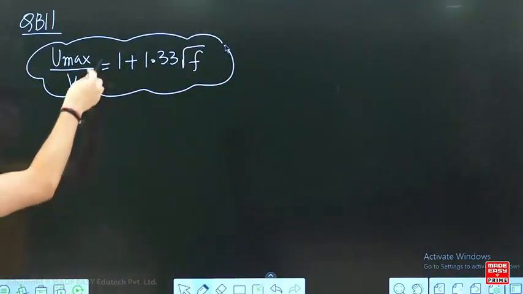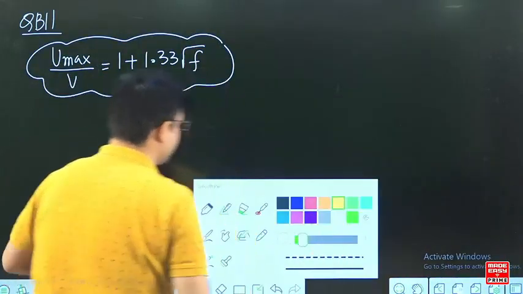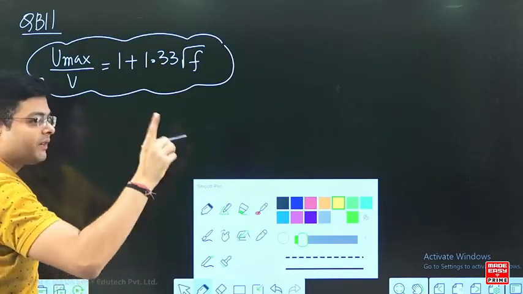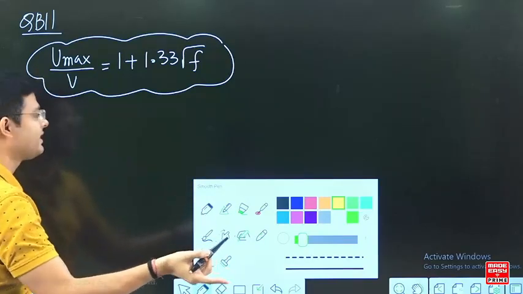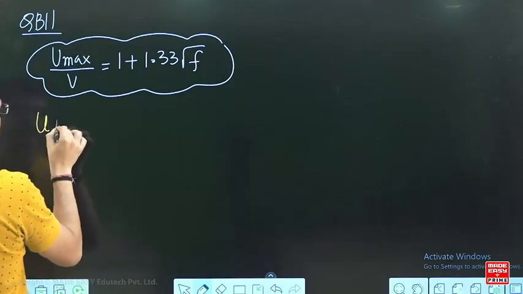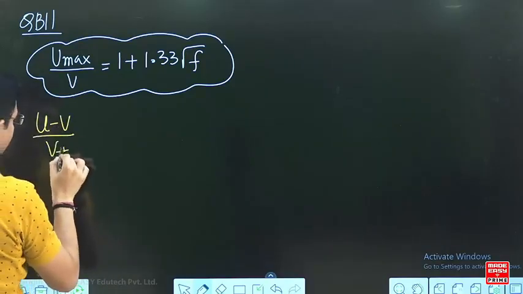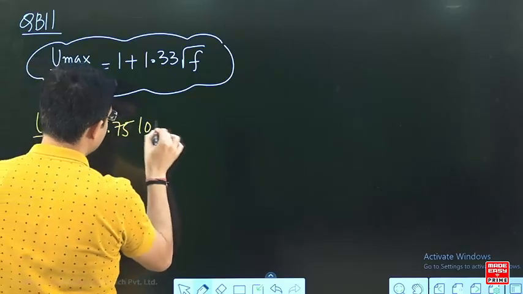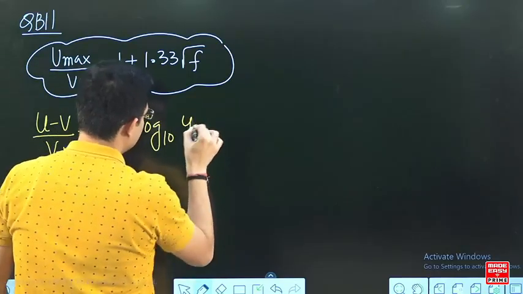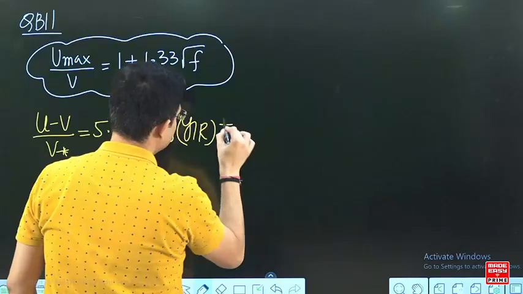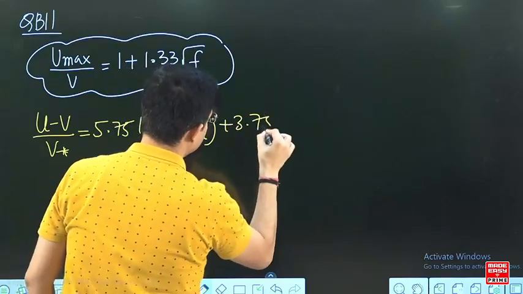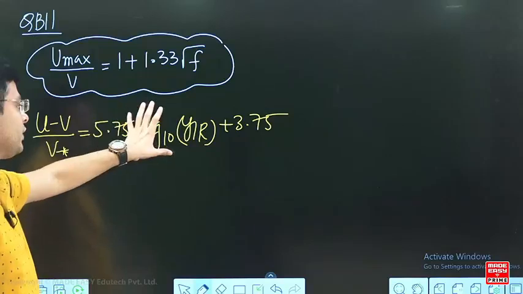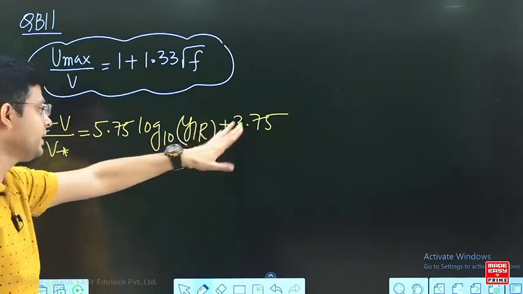Look here. How to prove this? For proving this we have to use the velocity distribution equation. There is only one velocity distribution equation in turbulent flow. What is that equation? (U minus V)/V star is equal to 5.75 log base 10 (y/r) plus 3.75.